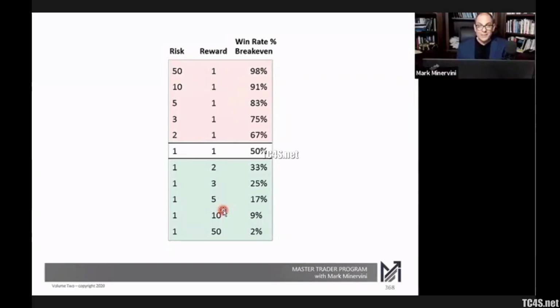right to make money. If you go the opposite direction, if you're laying odds, well, if you're giving 2 to 1, you could be right 67% of the time and you're just breaking even. If you're laying 3 to 1, you could be right 75% of the time. You're still not making any money. This is why you always want to get odds. You never want to lay odds.